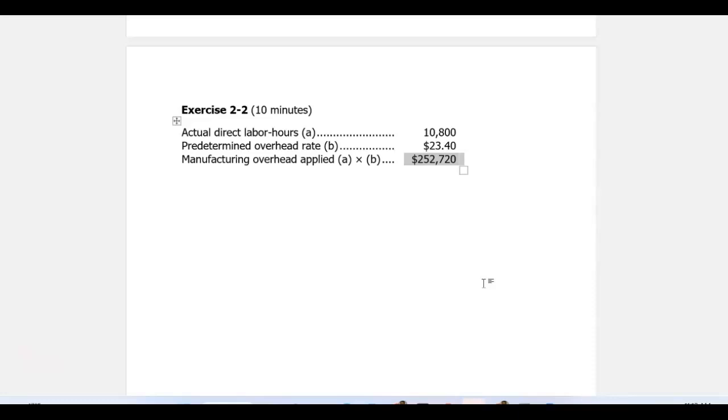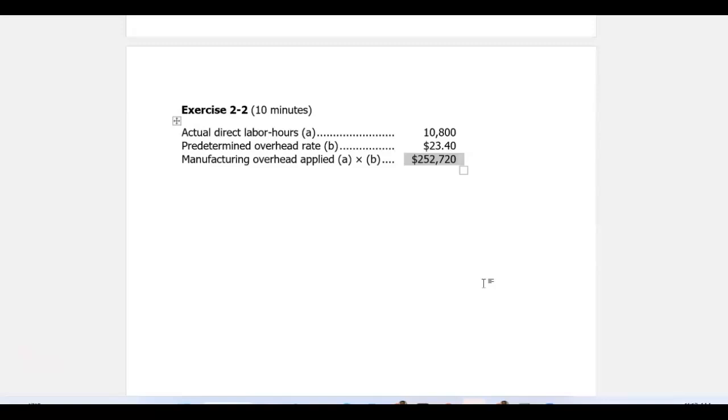So the $3,720, that means 252 minus 249, $3,720. That has been over applied. That over application or under application of manufacturing overhead, that's fine because we always estimate. So it's going to be a little bit this way or the other.